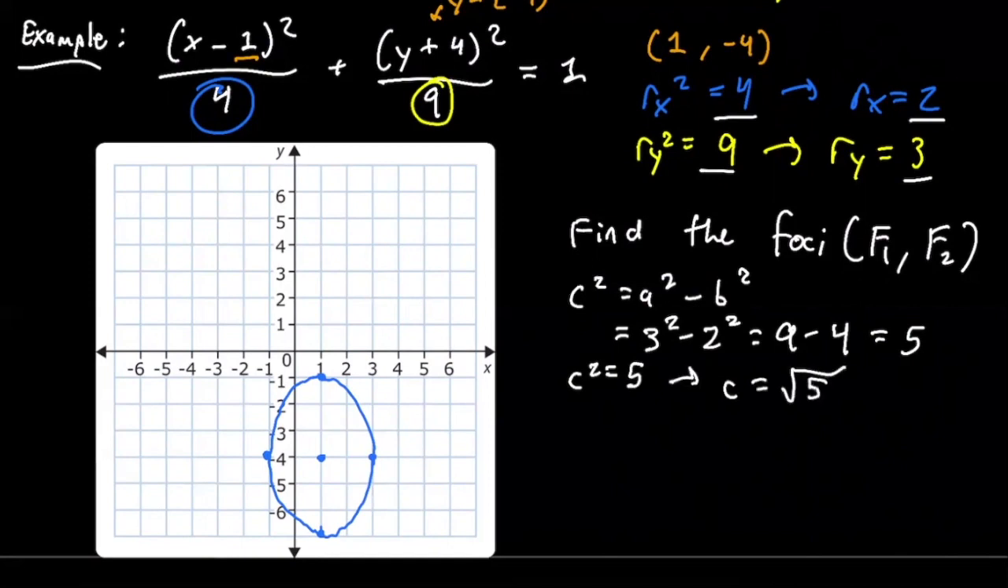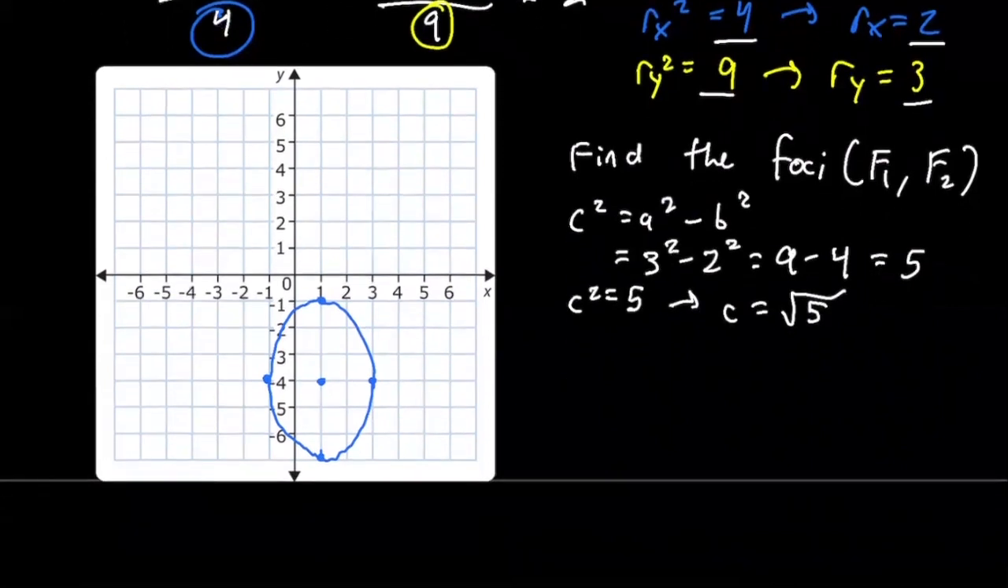To find our 2 foci, we would start at our center, and then we would go up by c, and also go down by c. We're going up and down because we have a vertical ellipse in this case. So F1 is going to be somewhere around here. F2 is down here. To write them out, we can just add and subtract from the y value of our center.